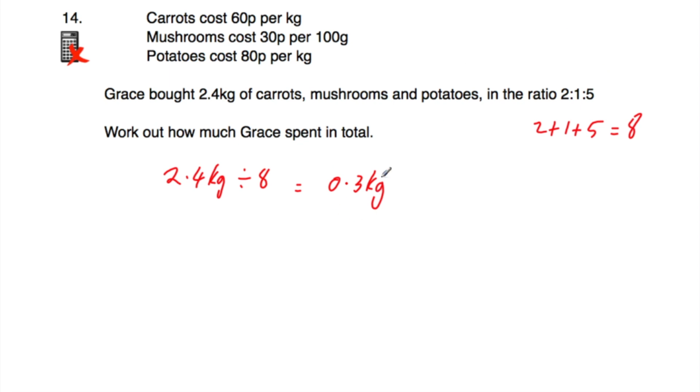So we now just need to multiply this by 2, by 1, and by 5 to see how much carrots, mushrooms, and potatoes she bought. So we'll take our 0.3 kilograms and we'll multiply that by 2, and that's equal to 0.6 kilograms. So she bought 0.6 kilograms of carrots.